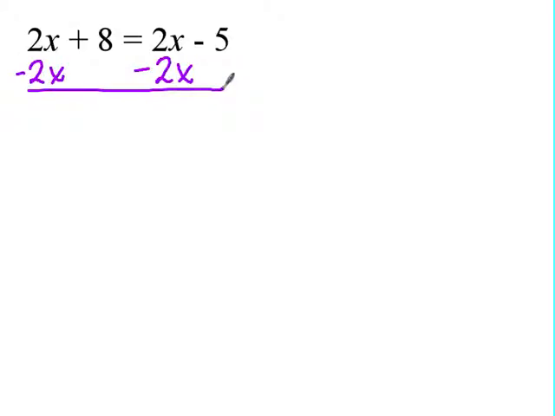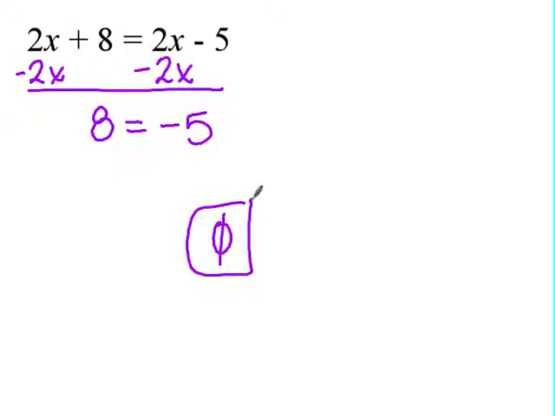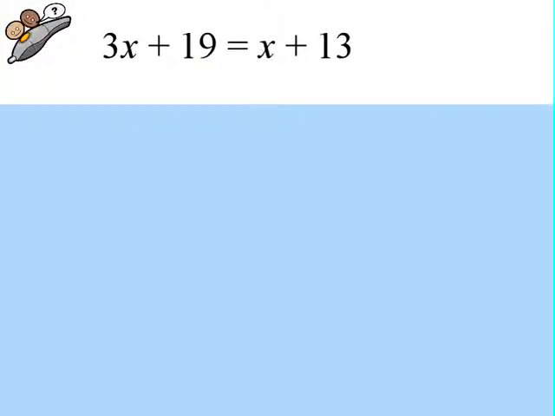So on the left, what do you get? 8. On the right, what do we get? Negative 5. So what's my solution here? No solution, because those do not equal each other. Now, if I would have had 8 equals 8, what would my answer have been? All real numbers. So when you get a true statement, it's all reals. When you get a false statement, it's no solution. All right, here you go.